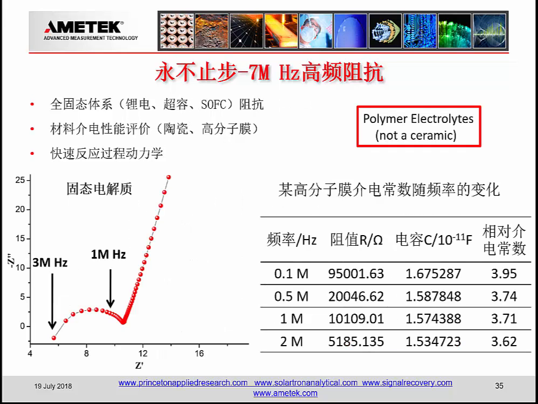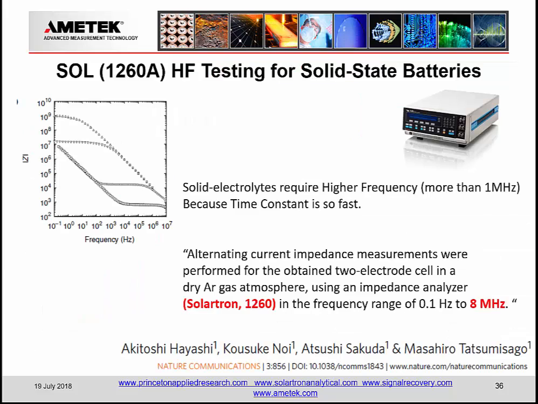And so if you know these values, you can go back and put them in and do a calculation to figure out what type of specification, what type of bandwidth you need out of your potentiostat to make these types of measurements. And often this exceeds 1 megahertz in the solid state battery world.